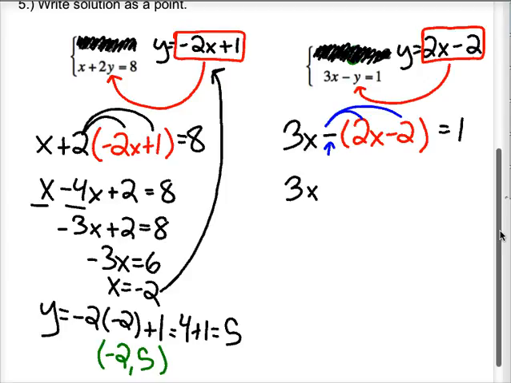So distributing that negative, we'll get a minus 2x and a positive 2, because a negative 1 times a negative 2 is 2. Negative times a negative gives you a positive. So I'm going to combine my like terms. 3x minus 2x is just 1x. Subtract 2 from both sides, and you got x is negative 1.